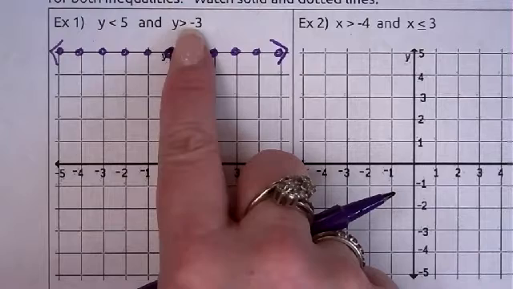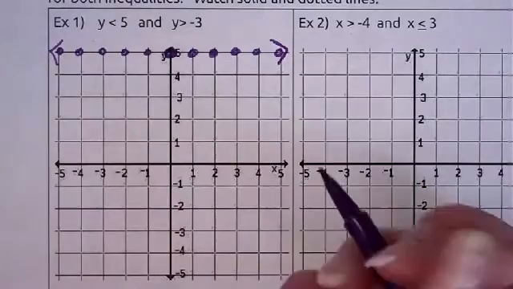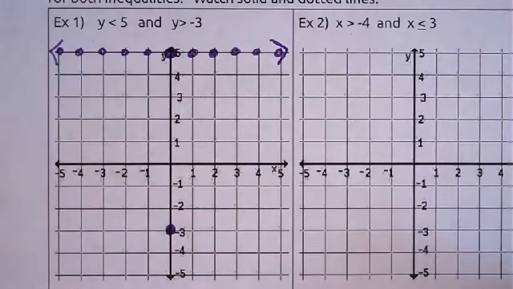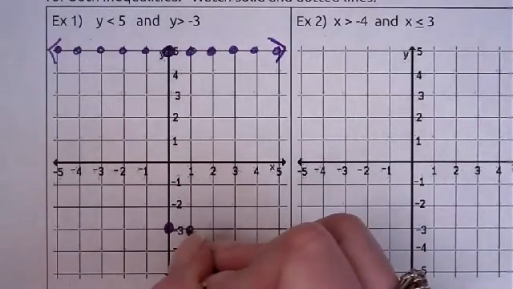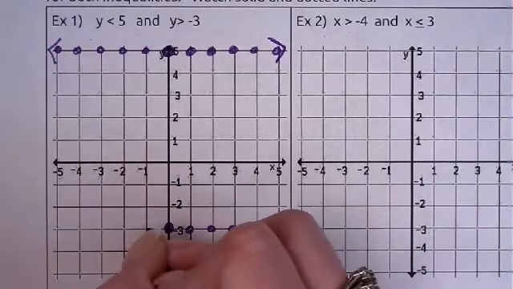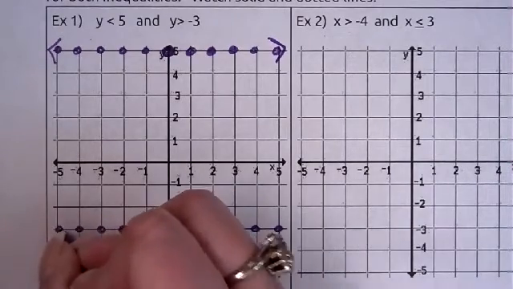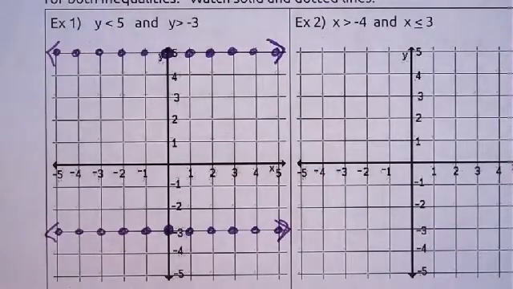Okay. Now, this inequality says y is greater than negative 3. So I'm going to go to negative 3 right here. And I'm going to make my line. Again, my line here is going to be dotted. So I'm going to make my dotted line. Okay. Now, what happened here is we actually got our graph paper cut into 3 regions.